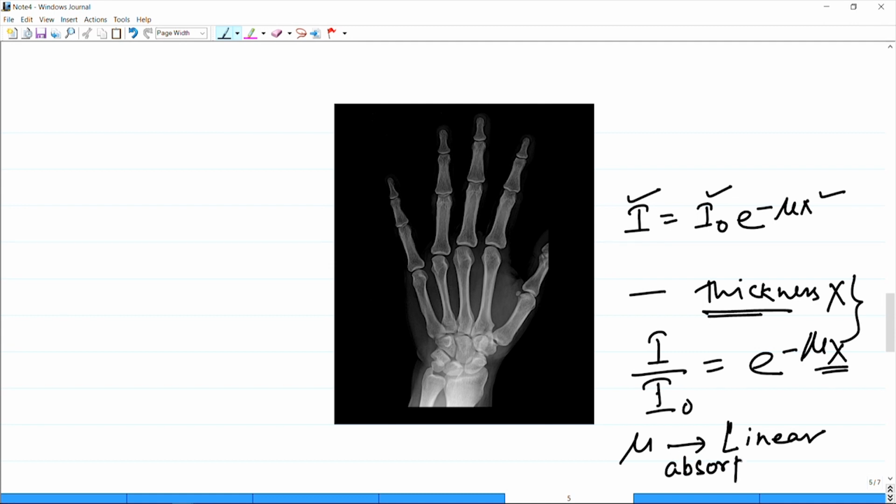This we are going to take up in more detail in the next class. We will discuss it and then see how that can be used to form the basis of radiography testing.